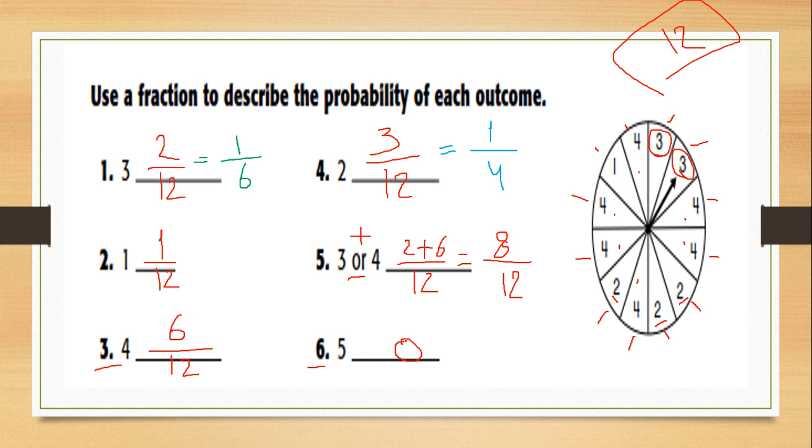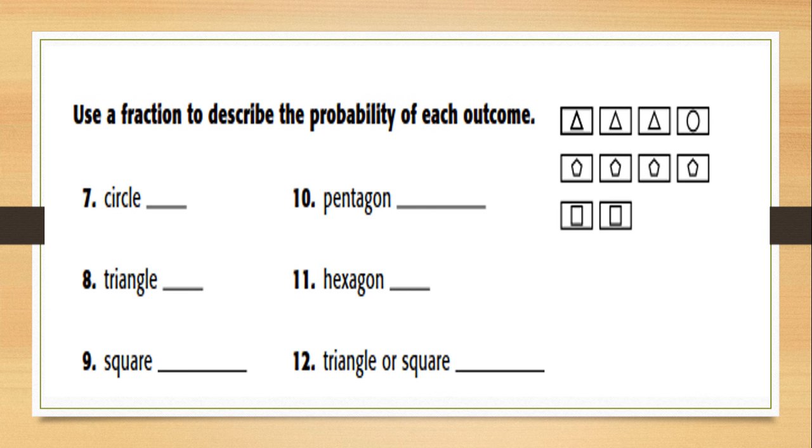Okay, let's see the next question. Miss, what is that? He didn't give us any numbers. Yeah, where is the problem? It's so easy. We will do the same steps. The only difference here, I gave you some shapes, and it's okay. We will count, we will make the same steps. Let's see it. Okay, I need to focus because I will answer number 7 and 8 and you will continue. Okay? Here he asks you, use a fraction to describe the probability of each outcome.